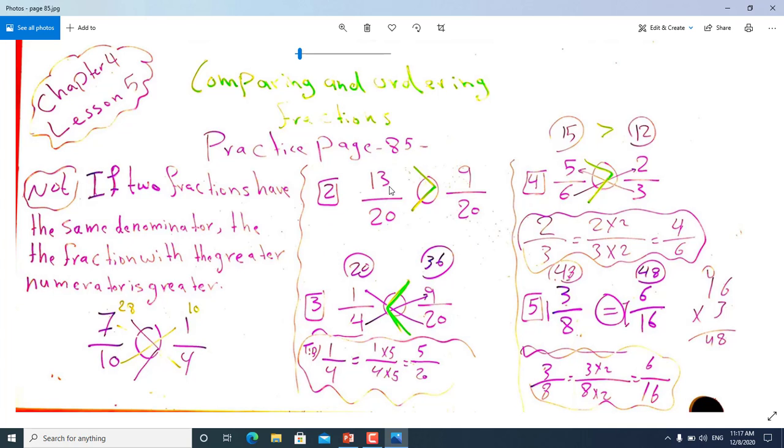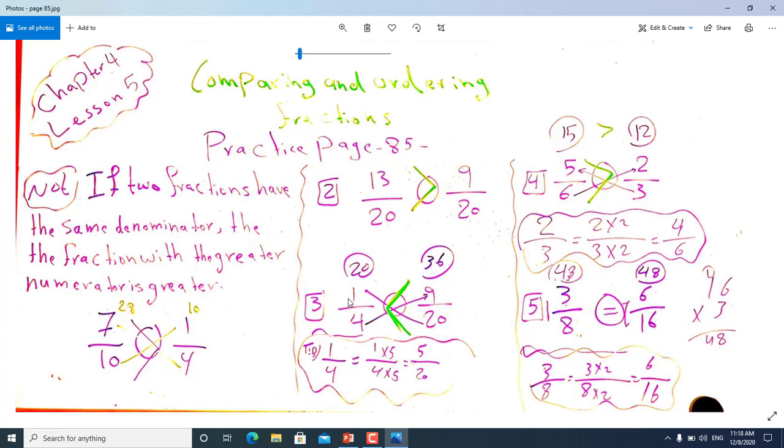From number 2 we have 13 over 20 and 9 over 20. They have the same denominator, so we just compare the numerators. It's 13 and it's 9. 13 is greater than 9. So 13 over 20 is greater.